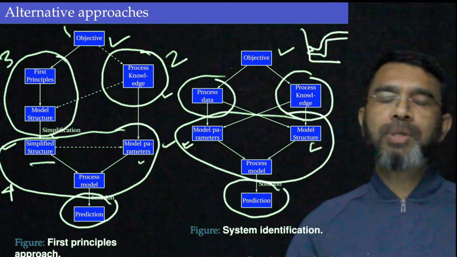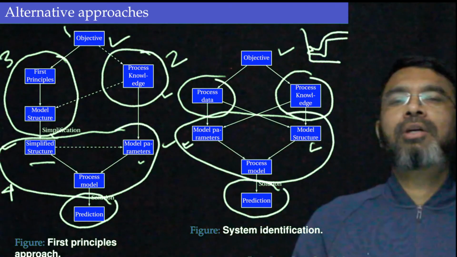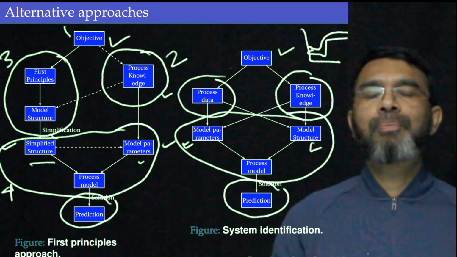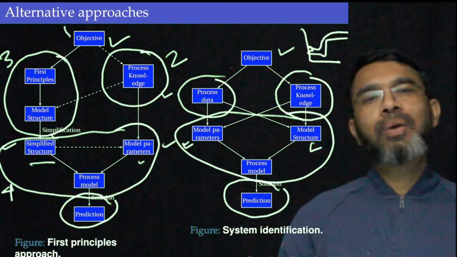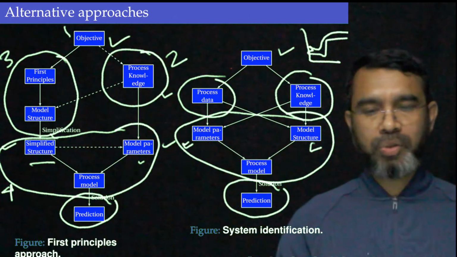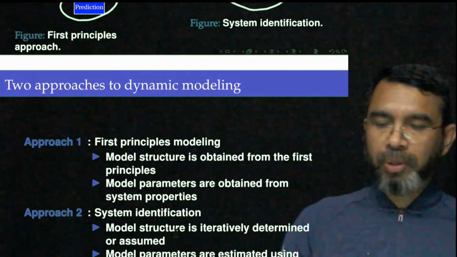First, we will take the first principle approach, how to find a model using the first principles. In the second case, we will see that for many cases, the first principle approach may yield some model which may not be useful. However, using data, we can get a simplified model for the process. So in summary, there are two approaches.